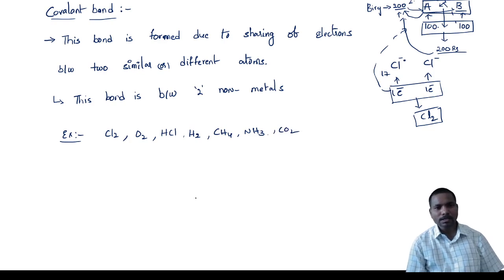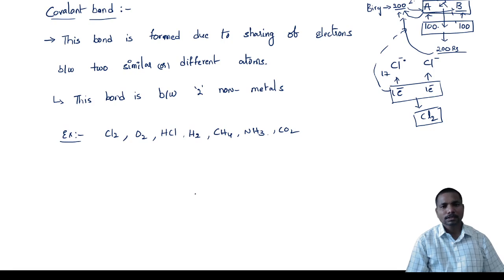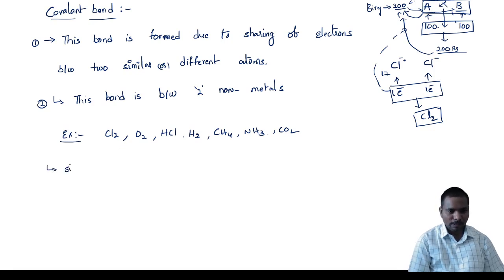In the covalent bond we have single bond, double bond, and triple bonds also. But that is not that important. The main important things are these two points: the bond between two non-metals is a covalent bond. Now consider the single covalent bond. Note the points.